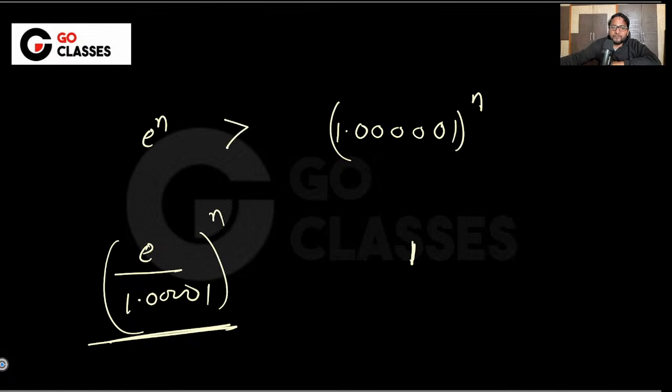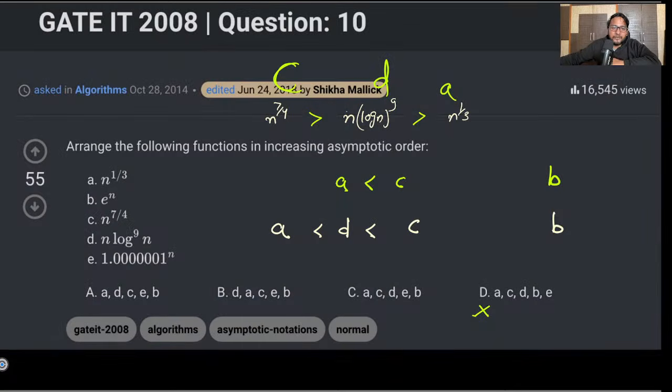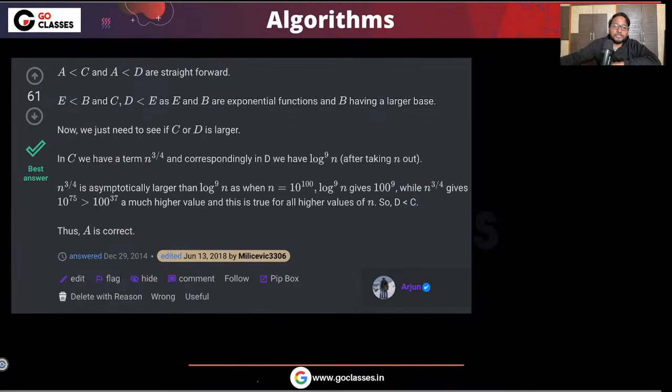So e power n is definitely greatest, right? So B will be at the last, and then this E will be in the between. So A, D, C, E, B. Okay, A, D, C, E, B. So that's why A is the correct answer. Yeah, A is the correct answer. Understood? So hence you can say A is the correct answer here.